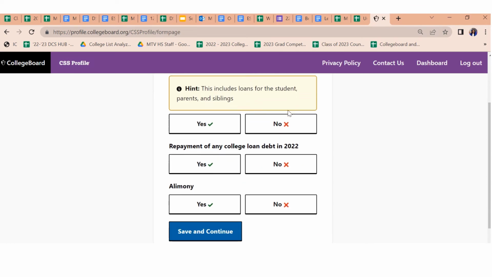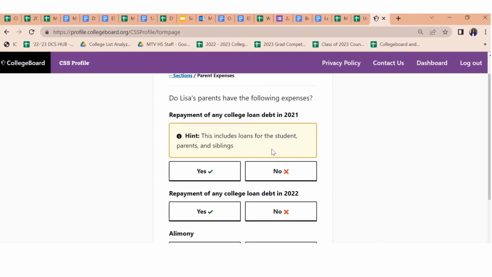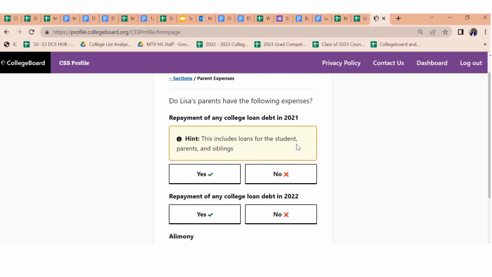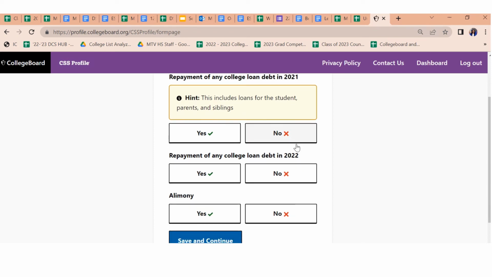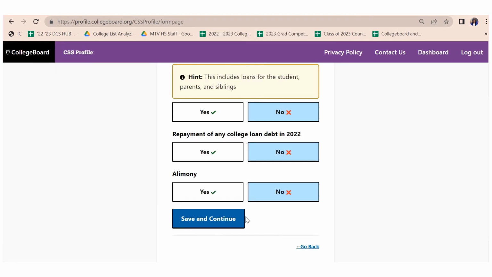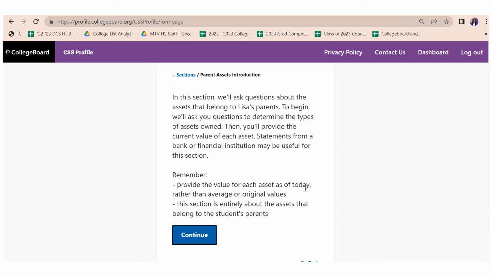And if you have any alimony that you expect to be paid or received. So you will choose whether you want to select yes or no for each of these, but you can also just leave them all blank and skip and save because these questions are not required. And then we will continue answering questions about the parent assets.